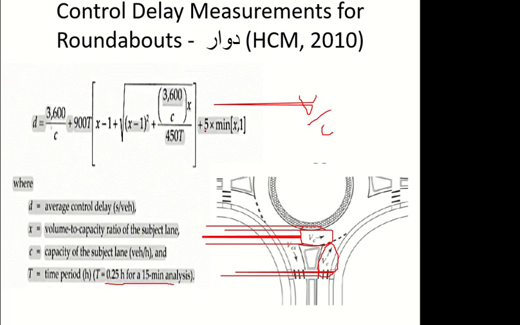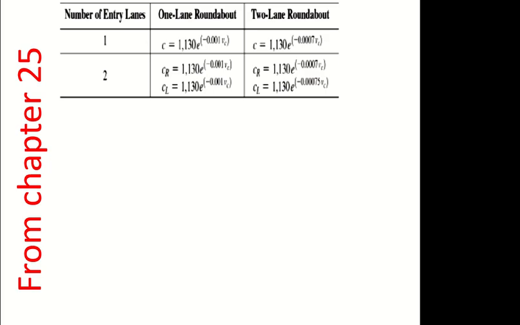just pay attention here. This part says 5 multiplied by minimum of x or 1. So if x was 0.3, then you will multiply 5 with x, 0.3. If x was 1.5, then you will multiply 5 with 1, not 1.5, because you have to take the minimum. So this is what it means.